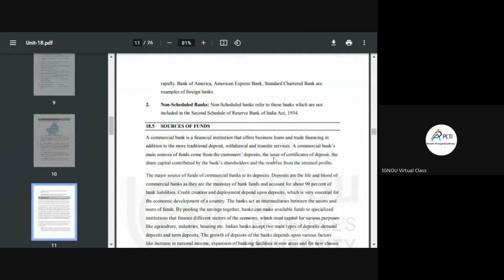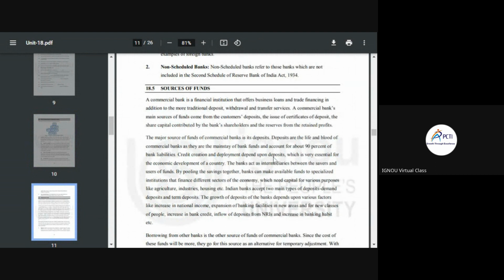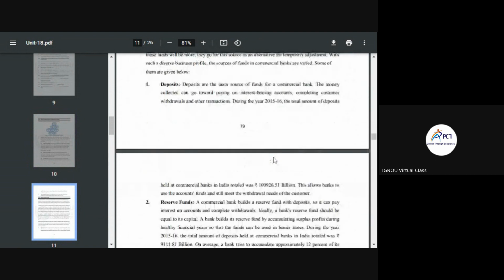Next one is non-scheduled banks. Non-scheduled banks are those banks which are not included in the second schedule of the Reserve Bank of India Act 1934. Now we have the sources of fund for the banks.